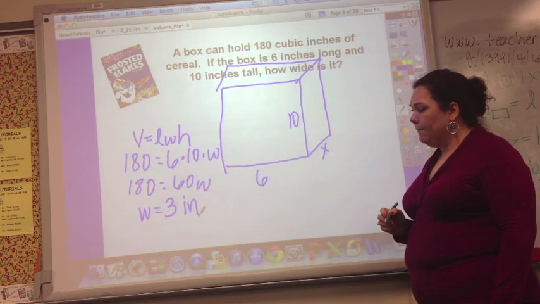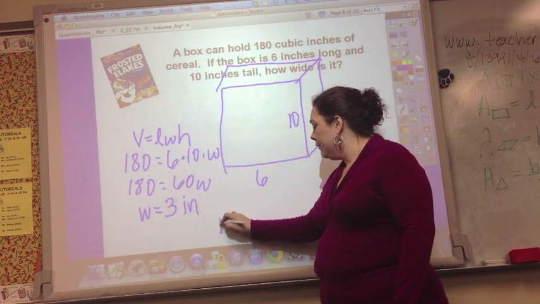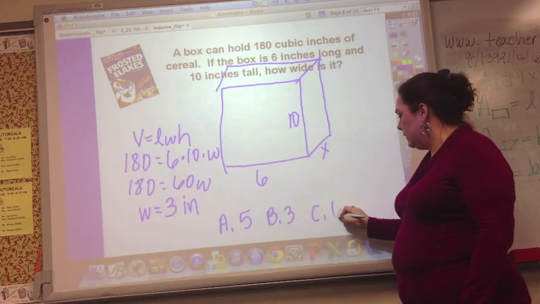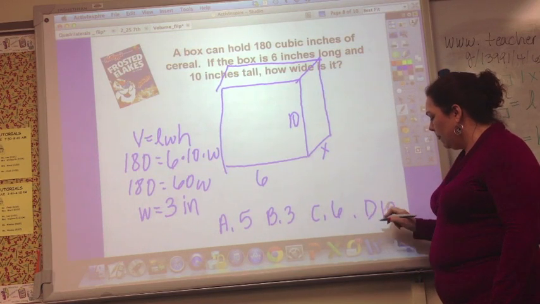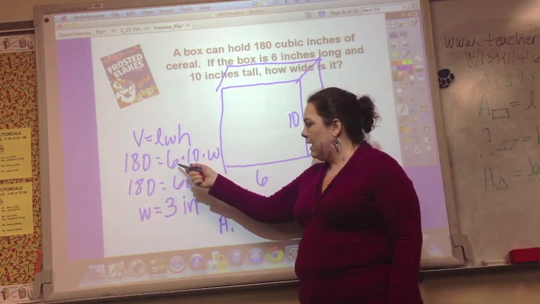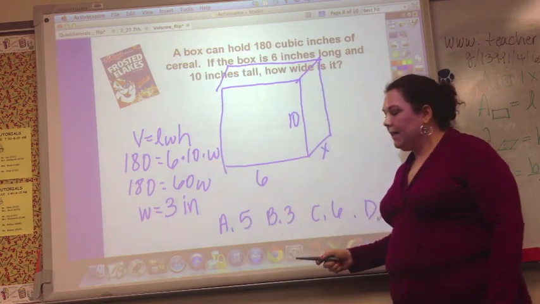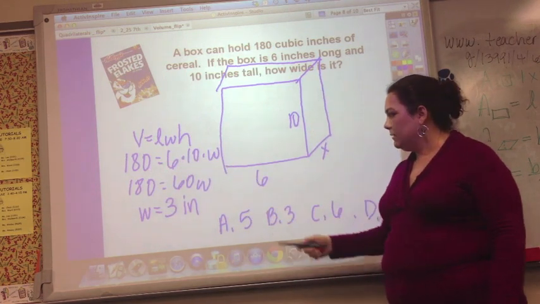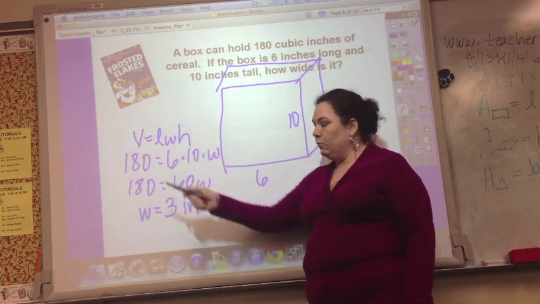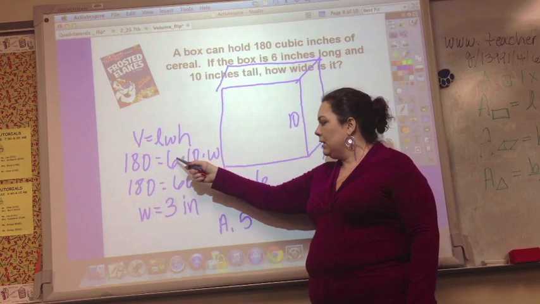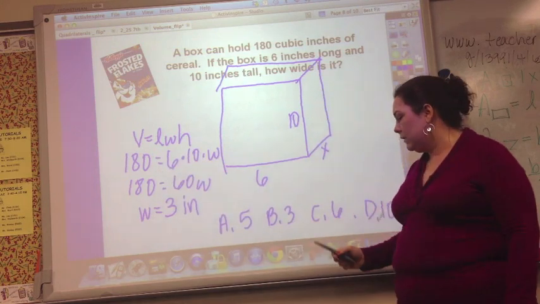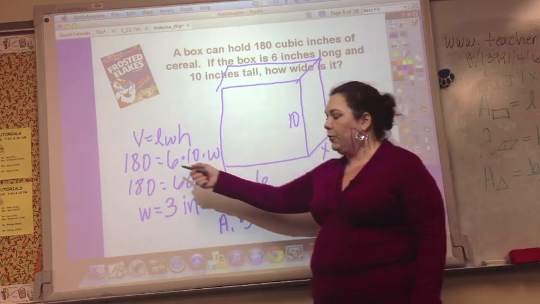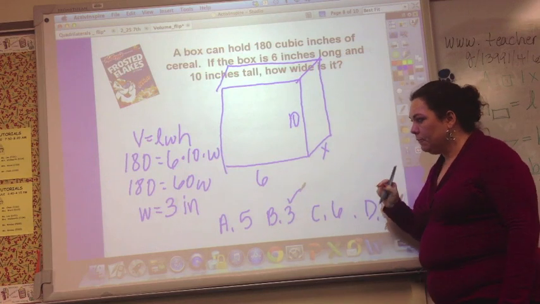So if I've got multiple choice down here, and I've got A is 5, and B is 3, and C is 6, and D is 10, then what I can do is I can say, okay, 6 times 10, and use my answer choices to come up with 180. So 6 times 10 times 5 would be 300. So that doesn't work. 3 times 10 times 6 is 180, so that works. So I would check that. And you can check each of them to find out if they're equal to 180. That's the beautiful thing about multiple choice.